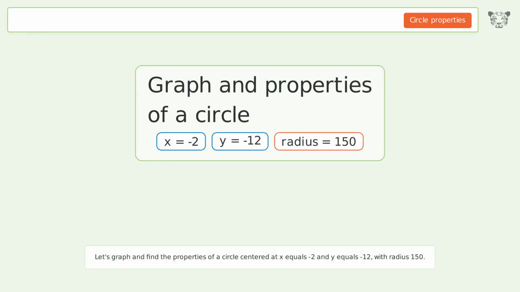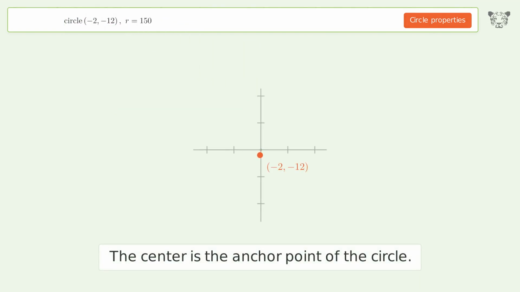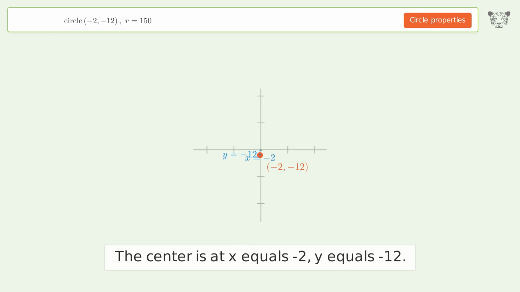Let's graph and find the properties of a circle centered at x equals -2 and y equals -12, with radius 150. The center is the anchor point of the circle. The center is at x equals -2, y equals -12.